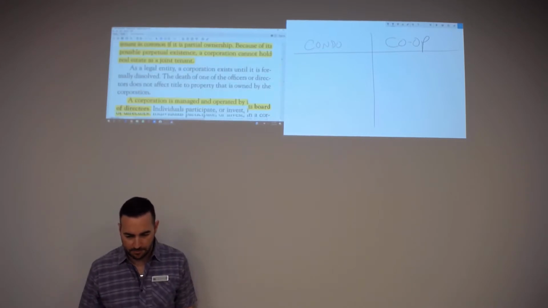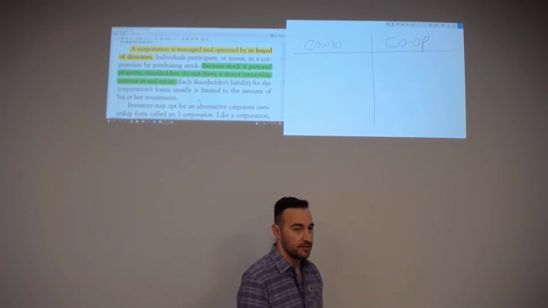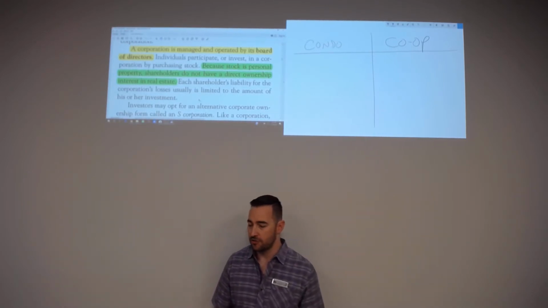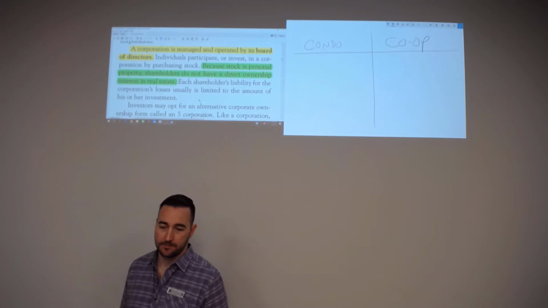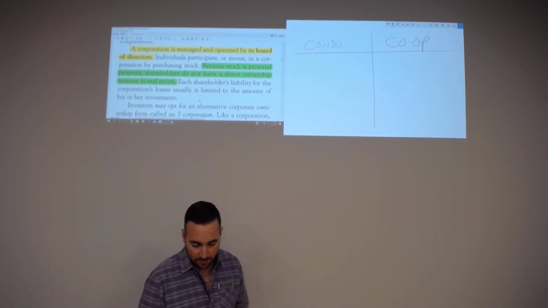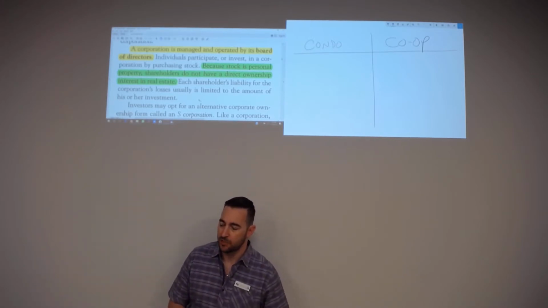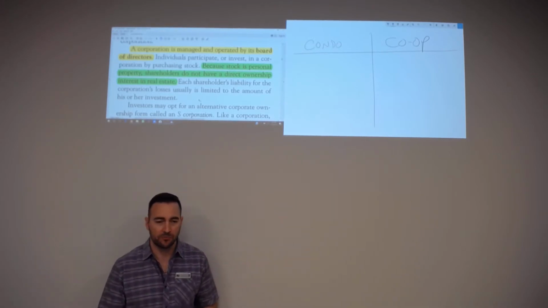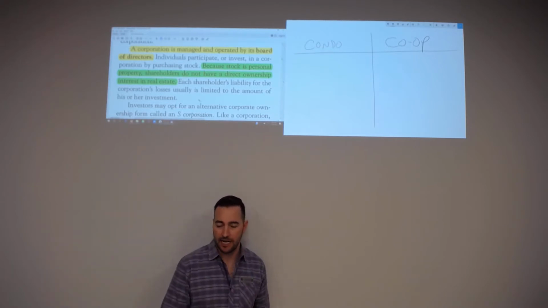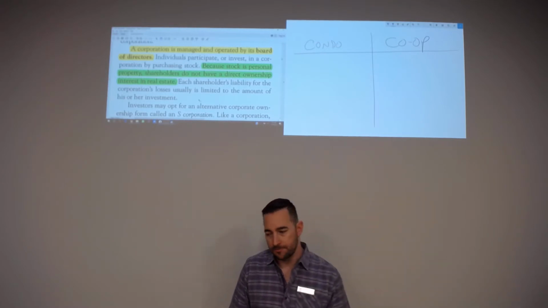Skip a paragraph. It says, a corporation is managed and operated by a board of directors. These are the people that make decisions for all the shareholders. Individuals participate or invest in the corporation by purchasing stock. And because, please highlight, put stars, because stock is personal property, shareholders do not have direct ownership interest in real estate.